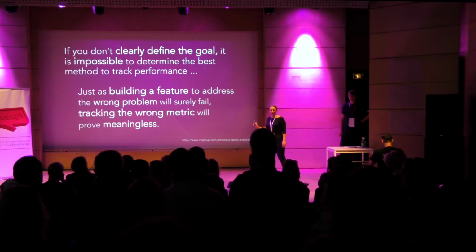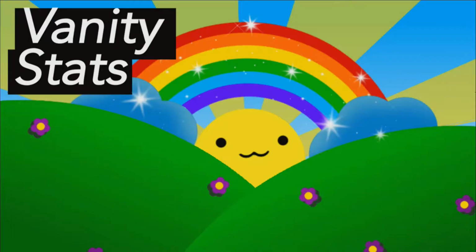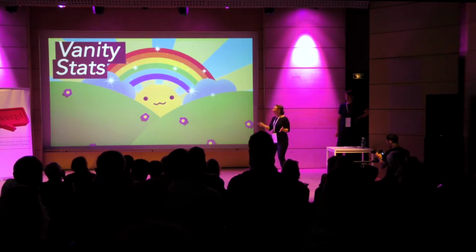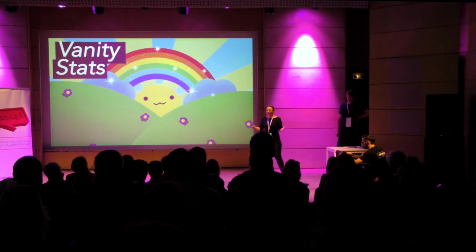So, very smart people at the Nielsen Norman Group said, if you don't clearly define the goal, it's impossible to determine the best method to track performance. Just as building a feature to address the wrong problem fails, tracking the wrong metric will prove meaningless. And we've learned it's not easy. This is quite difficult. One thing you do need to avoid, vanity stats, vanity metrics. I'm sure you're probably aware of this concept. It's these numbers that make you feel good, sunshine and rainbows when they go up. You think, yes, great. The thing is, these vanity numbers, they're not the ones that can help you make decisions.